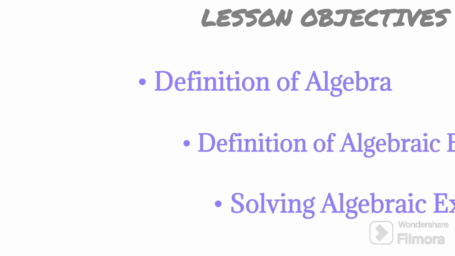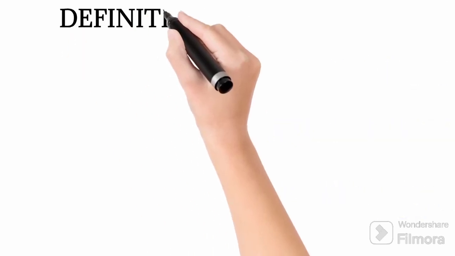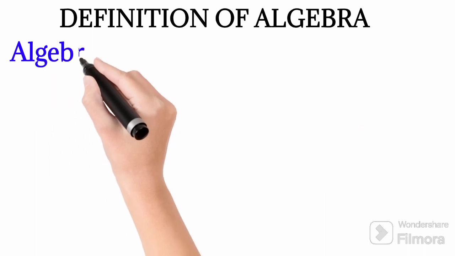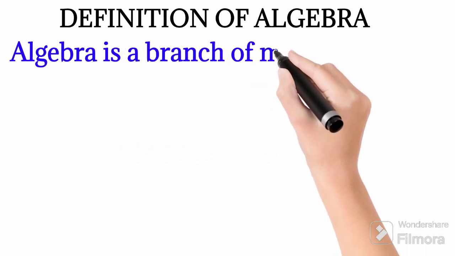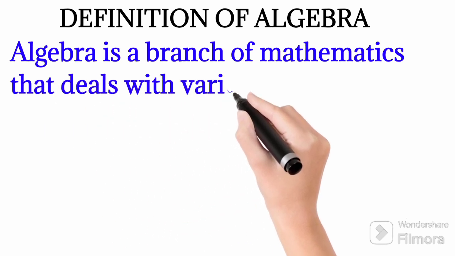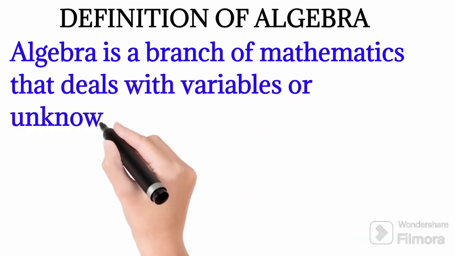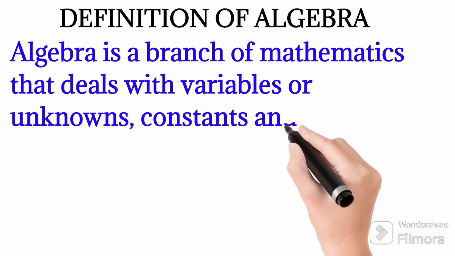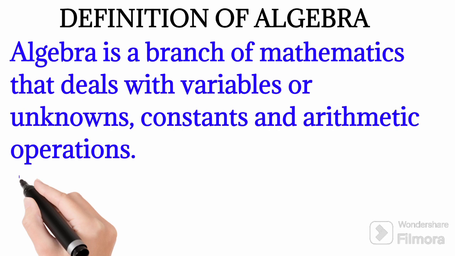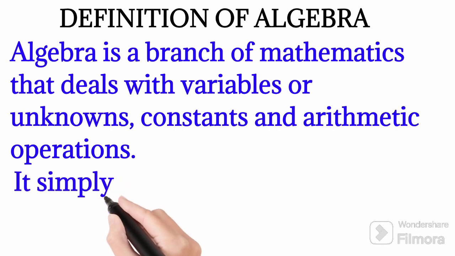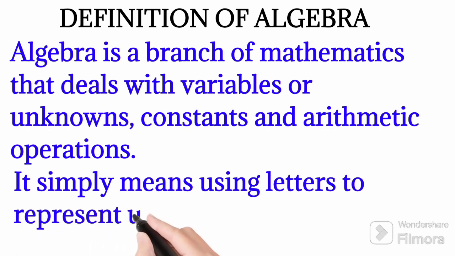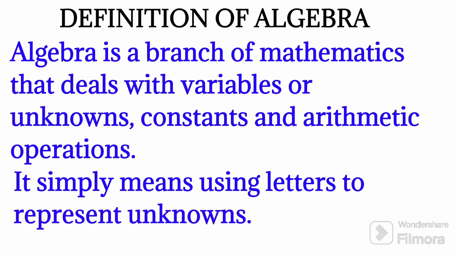Now let's move to the first one, which is definition of algebra. What is algebra? Algebra is a branch of mathematics that deals with variables or unknowns, constants, and arithmetic operations. It simply means using letters to represent unknowns.